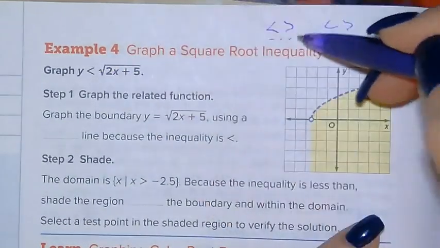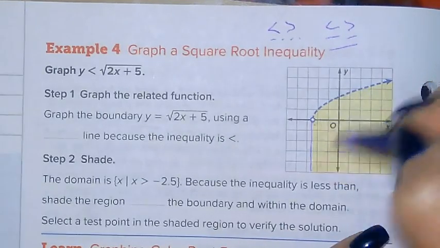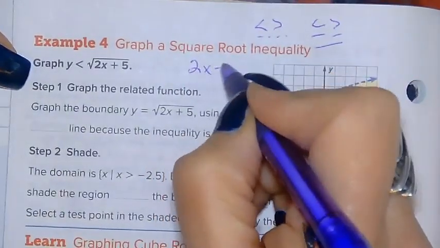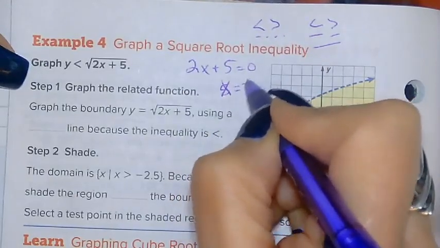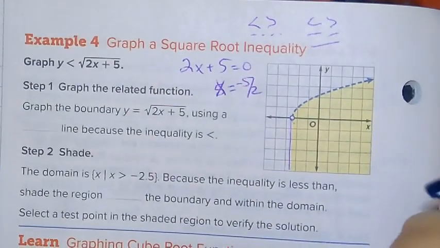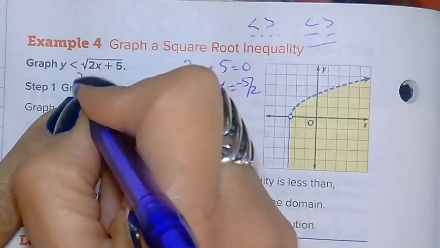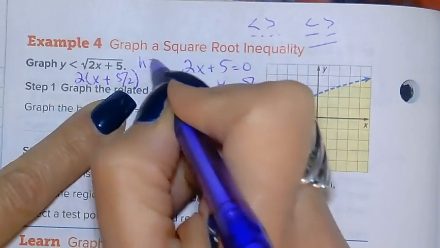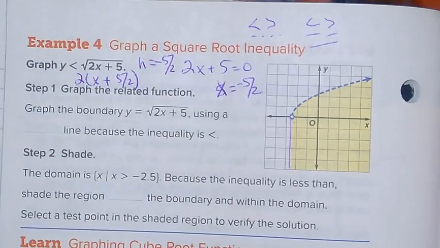It's just you got this line right here where your shading begins. And you get that from this 2x plus 5 equals 0. X equals -5/2, which is -2.5. Or you could think of h. This is your h value. X plus 5/2, which means my h is -5/2, and it moved left. The shaded region are your answers. Okay, so that is square root.